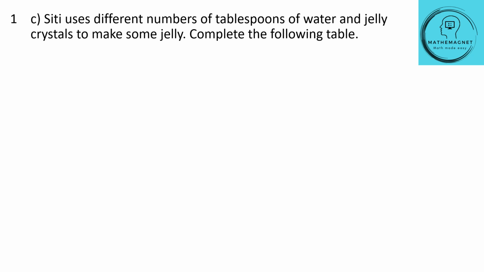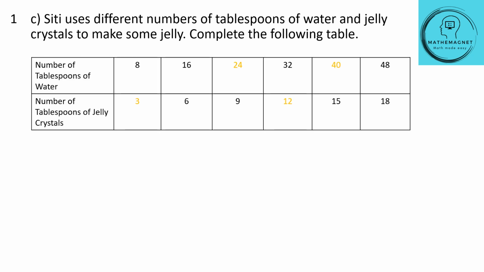Question 1c. City uses different numbers of tablespoons of water and jelly crystals to make some jelly. Complete the following table. In this table, the number of tablespoons of water and the number of tablespoons of jelly crystals are given. We'll notice that the number of tablespoons of water uses the 8 multiplication table, whereas the number of tablespoons of jelly crystals uses the 3 multiplication table. So we will fill in the missing numbers accordingly.